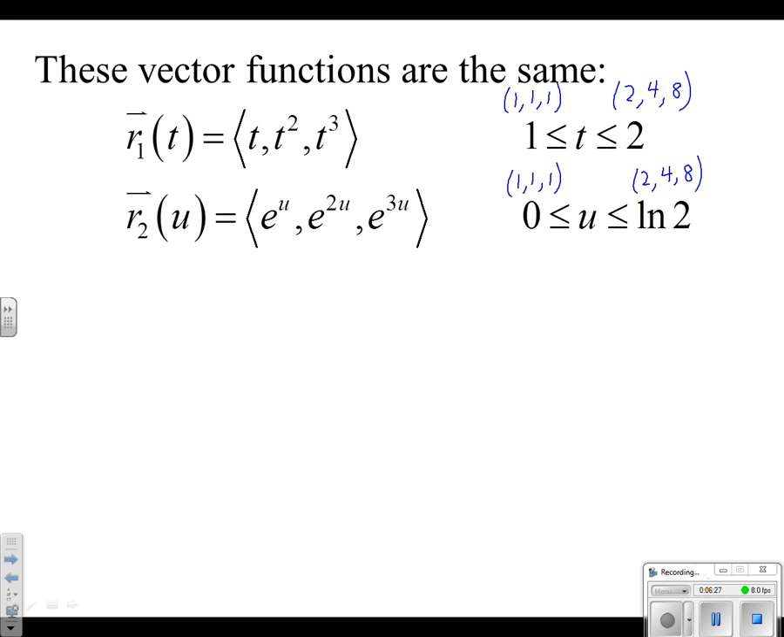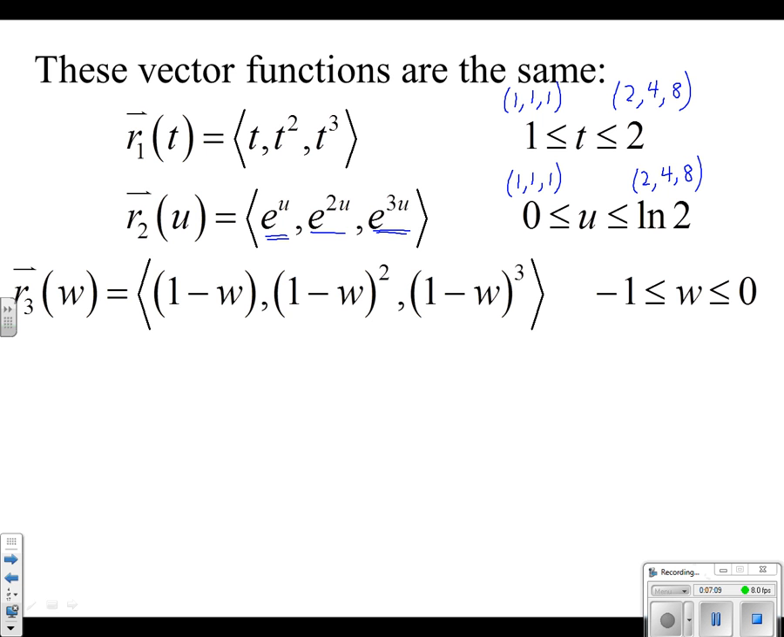Notice that they also have the same relationship. If I take the x equation and square it, I get the y equation. If I take the x equation and cube it, I get the z equation. So the parametric equations for x, y, and z also have the same relationship, which means we not only have the same starting and ending point, we also have the same curve. So these represent the same curve. One difference though is that instead of taking 1 unit of time to go from start to finish, now it's taking natural log of 2 units of time, whatever that happens to be.